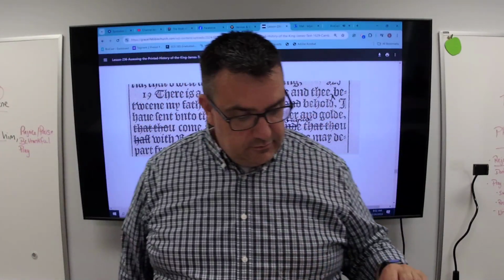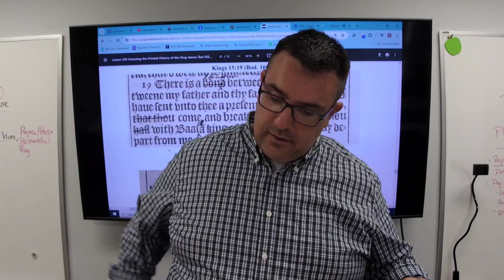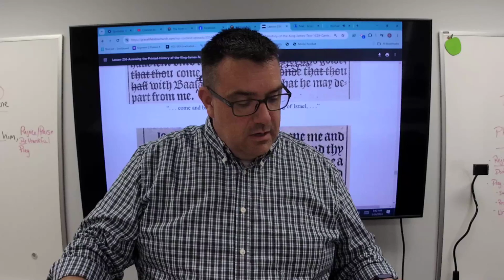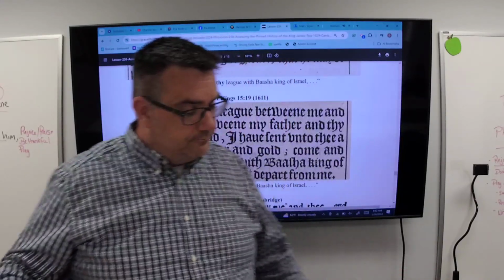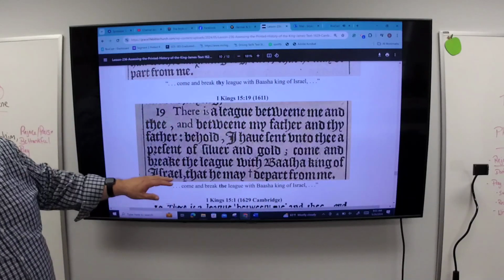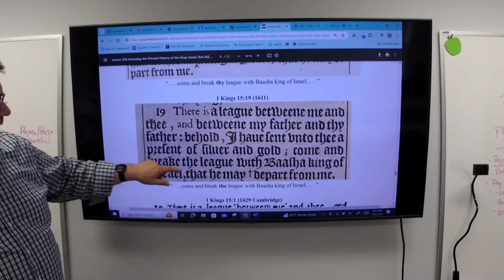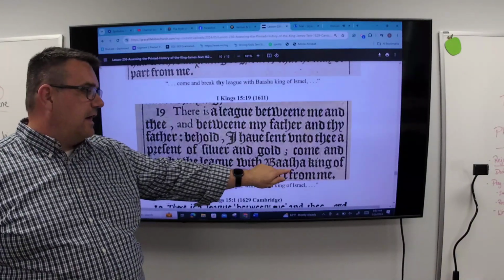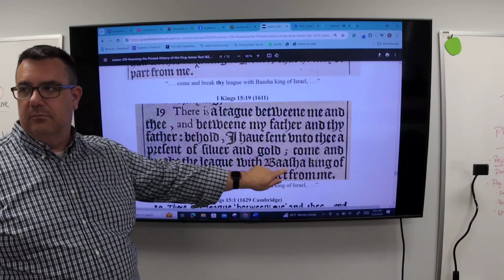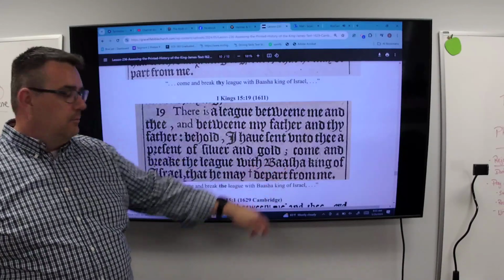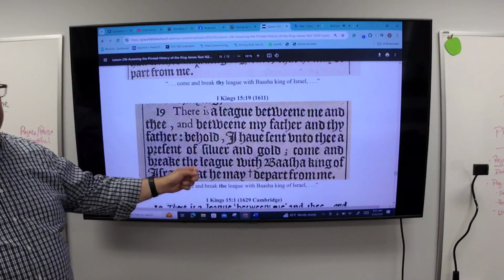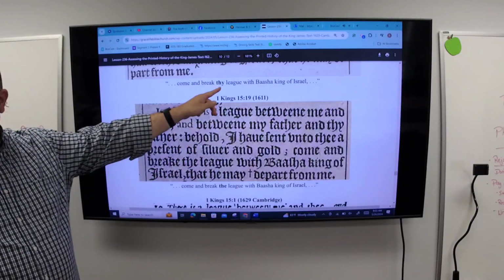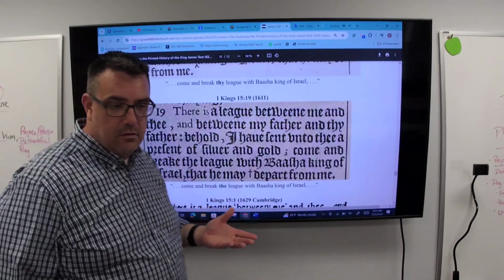And then if we go to the notes, we need a 1 before 1 Kings at the top of the page. Then we come to 1611. Notice what it says: "Come and break the league with Baasha." So do they accept the altered spelling of Baasha? Yep, but then all of a sudden we have "the" instead of what? "Thy." Is everybody with that? Yeah.